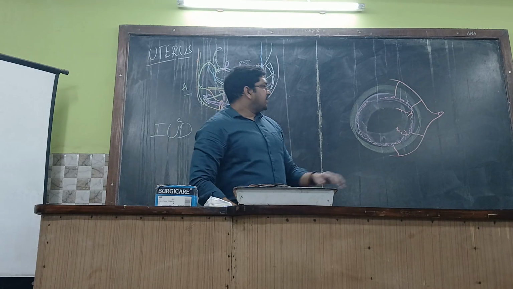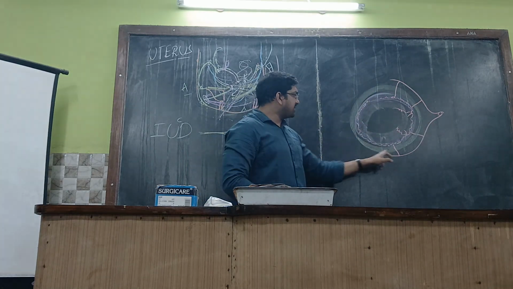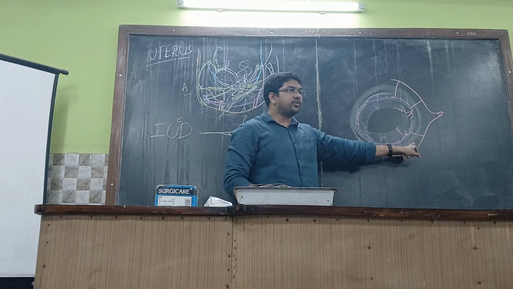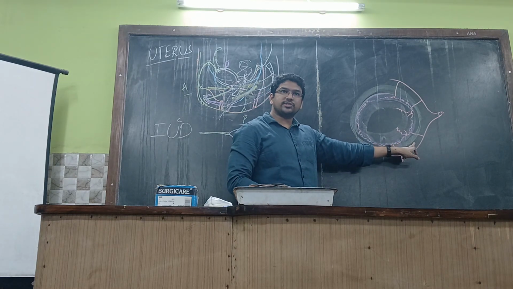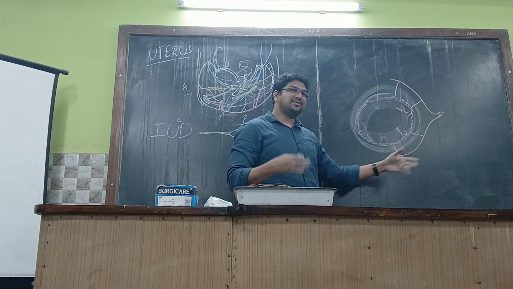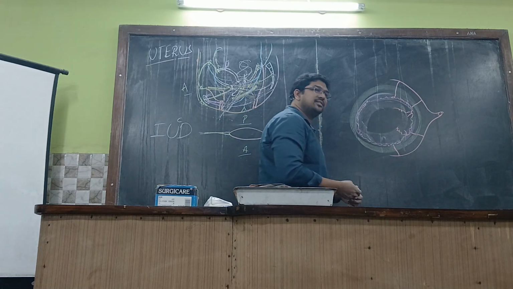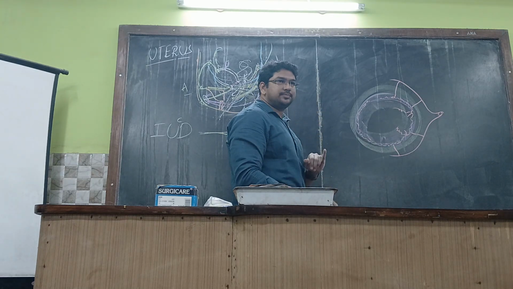See, very easy. We are seeing the cross section of the uterus. All the way, this is the perimetrium. You know what the perimetrium is made up of in histology. What is it? Fibrous tissue. Fibrous tissue. Adventitia also.